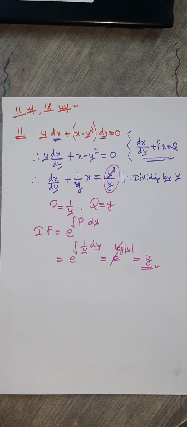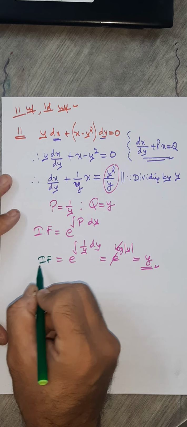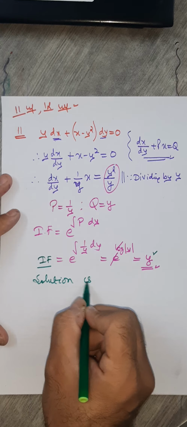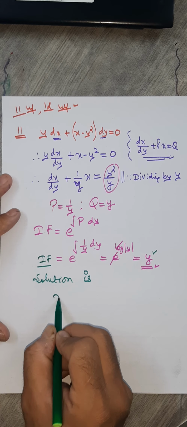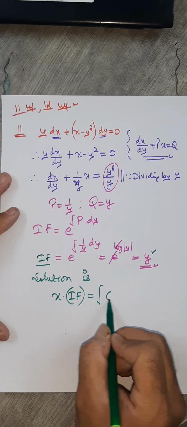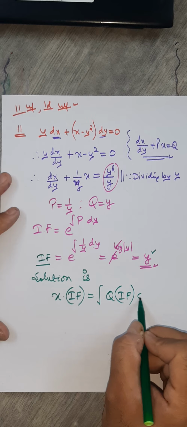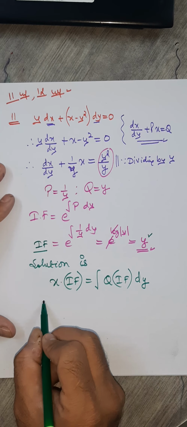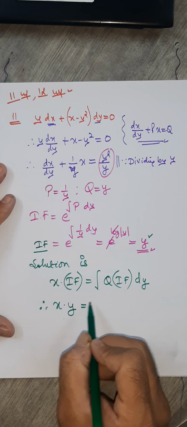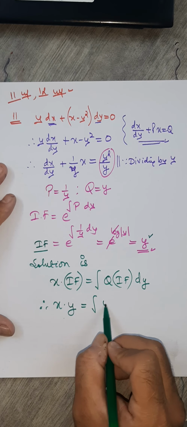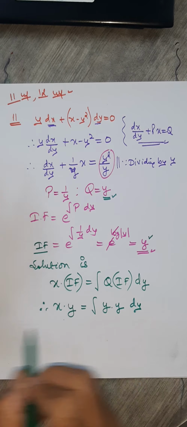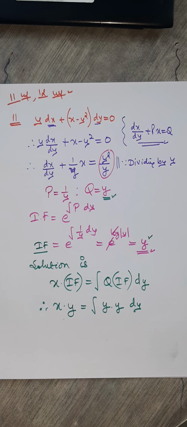Now go to the solution. You got the IF. IF is this. Now what's the solution? You only have to remember the standard. What is the standard? Y into integrating factor, so x into integrating factor equals to q into integrating factor the whole dx. Here it will be dy. Therefore x into what's IF? That is y equals to q. What is q? That is also y. Q is y. What is IF? That is again y into dy, right? So you are getting this in the 11th question.